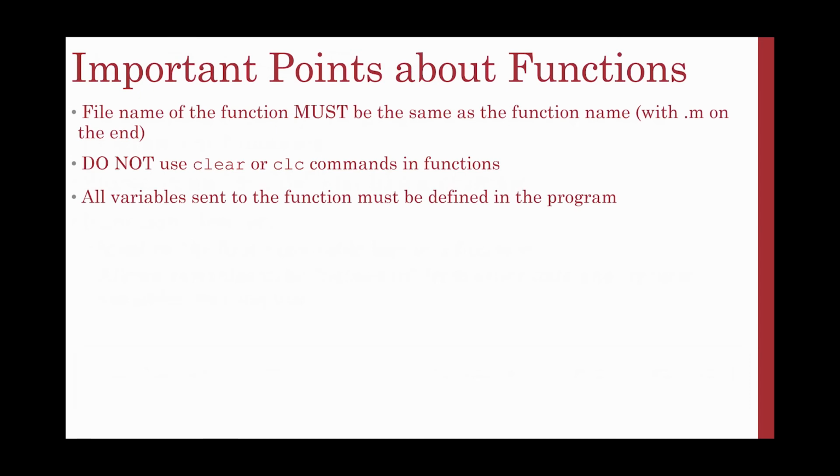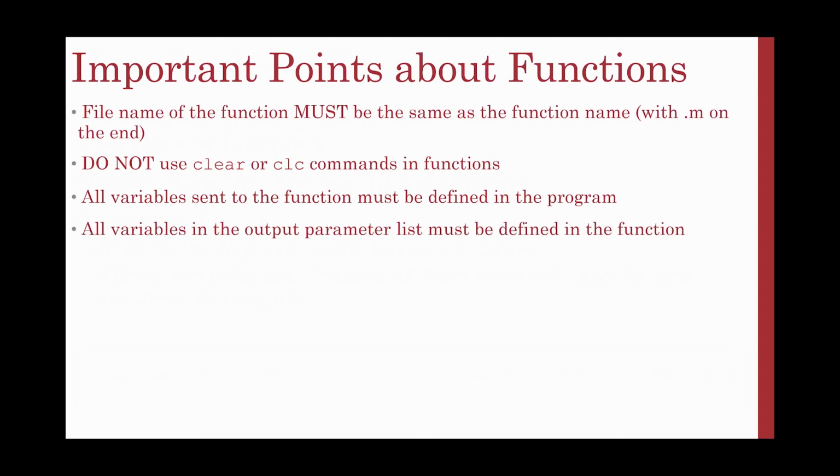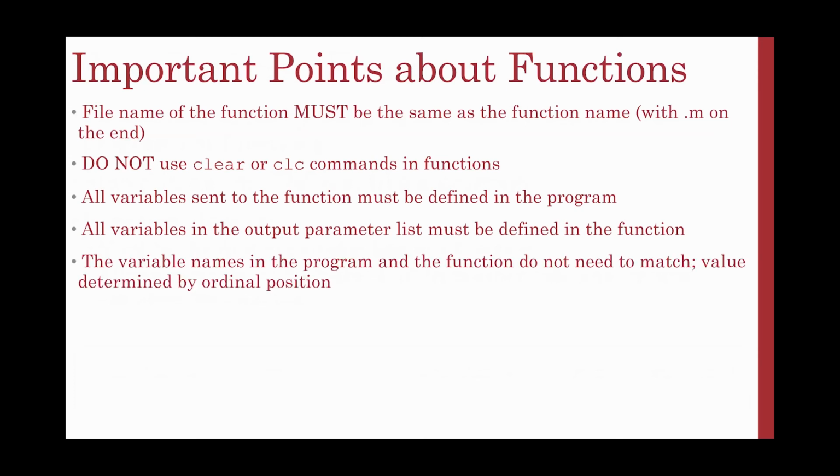All variables sent into the function have to be defined in the program. You can't send a variable into your function if you've not defined it yet, because they also have to have values. All variables in the output parameter list must be defined in the function. So if I want to get a variable q out of my function, it has to be defined inside of my function. The variable names in the program and the functions do not need to match, but the value is determined by the ordinal position.